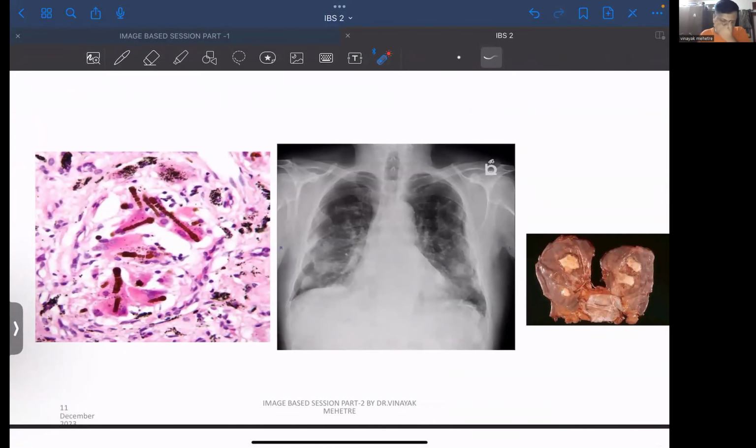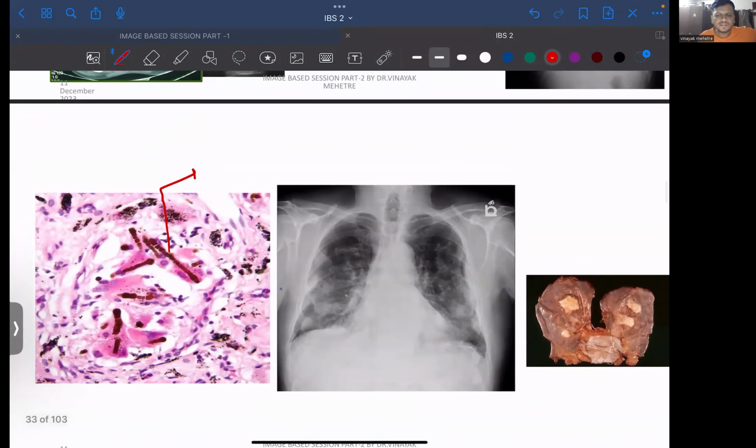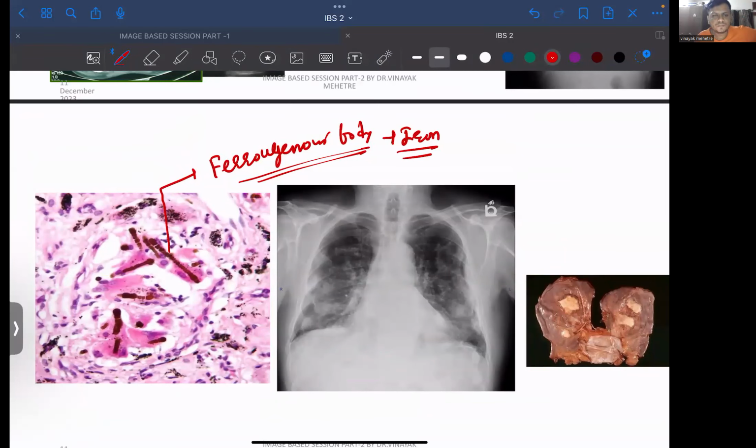What is this? Pathology question. Brownish body. It is called a ferruginous body. Deposition of what? Yes, deposition of iron. Deposition of iron seen in asbestosis. Asbestosis. Okay.